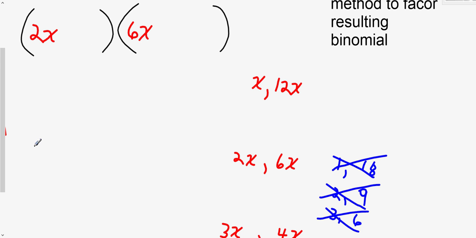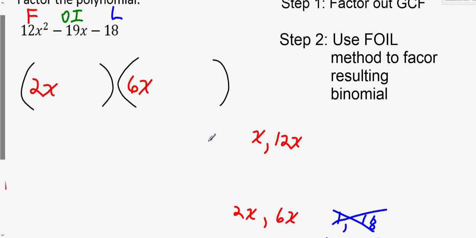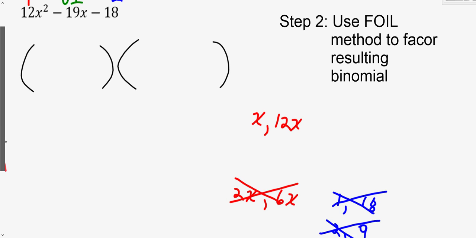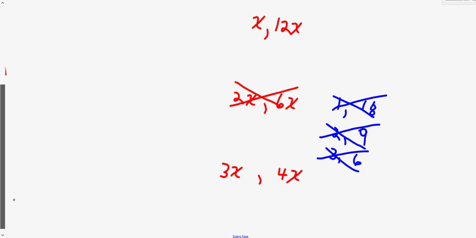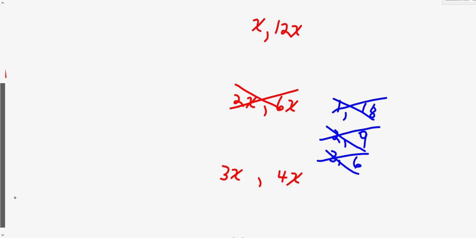So that means that none of the factors of 18 will work with a 2x and a 6x. So I know 2x and 6x are out as possibilities. It couldn't possibly be those. Now, let's see. I still don't want to try the 1x and the 12x. Let's try the 3x and the 4x, all right?